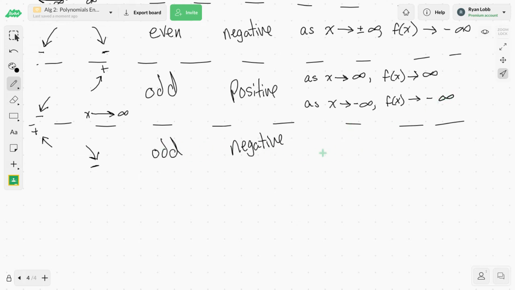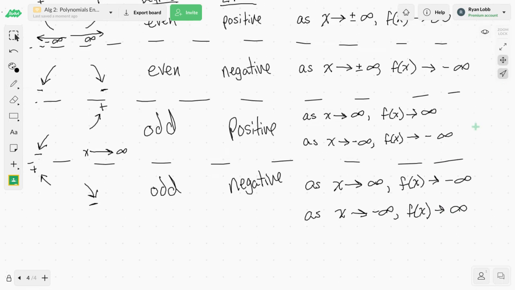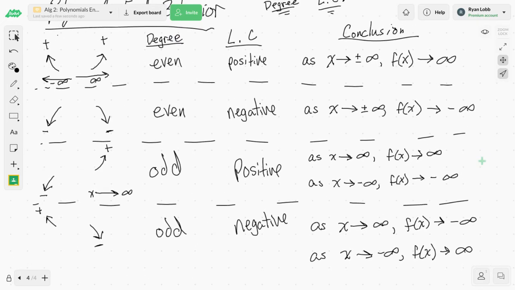And then lastly, this one. As x goes to infinity, and as x goes to negative infinity, f of x goes to, in this case, as I move to the right, I'm going down, so that's going to be negative infinity here. And over here, f of x is going to go to positive infinity. Okay, so that's how you write all those four different scenarios.